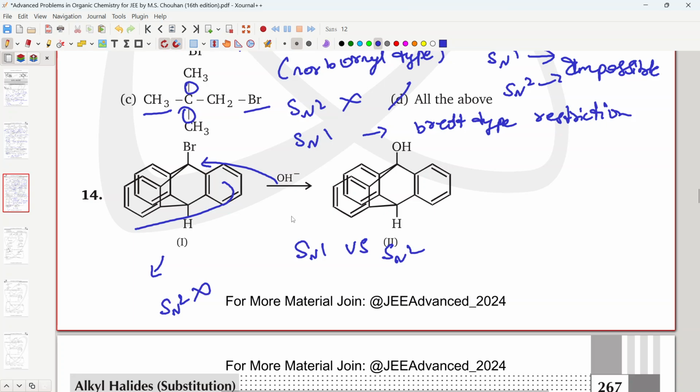If Br leaves, you get a carbocation at the bridgehead-like carbon. Now, if that happens, the positive charge becomes delocalized over the aromatic framework. The resulting carbocation is highly resonance stabilized, the benzylic type stabilization. You can also draw several resonance forms where the charge spreads into the fused aromatic rings. Therefore, R-Br giving R+ is favorable. Then R+ plus OH- gives R-OH, giving the product.